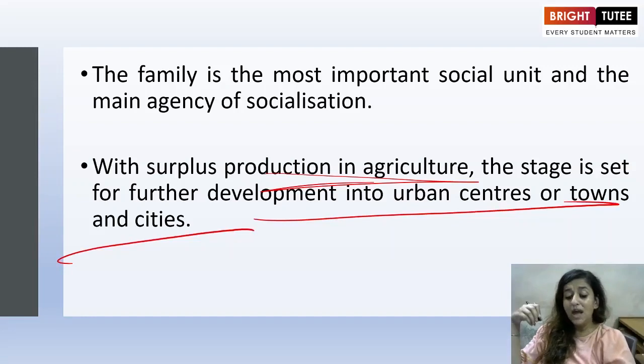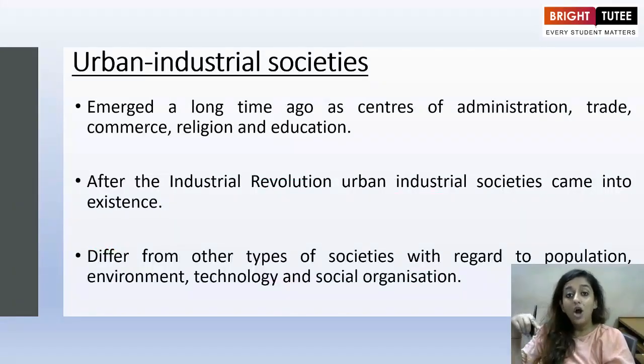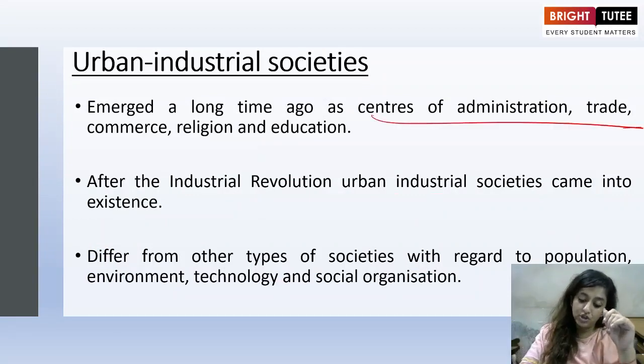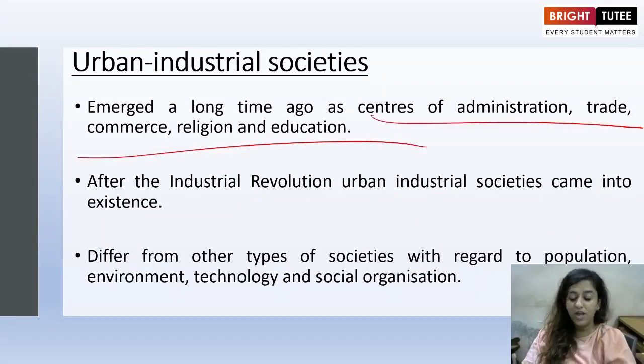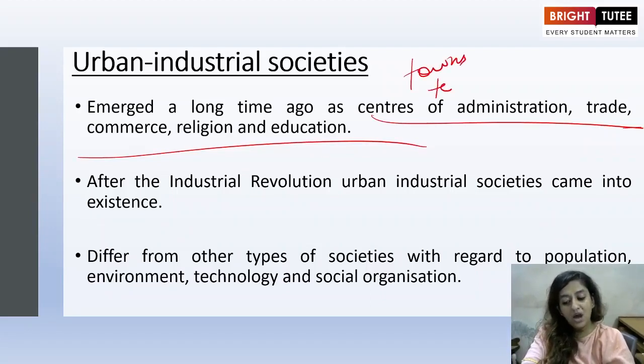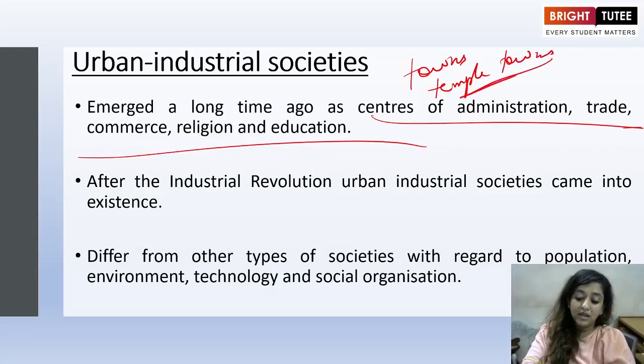Now, when you have a lot of production in agriculture, that is when you talk about the urban and the industrial societies. Urban and industrial societies emerged a long time ago as the centers of administration, trade, commerce, religion, and education. I am sure you must have heard about towns and temple towns and how these developments take place.